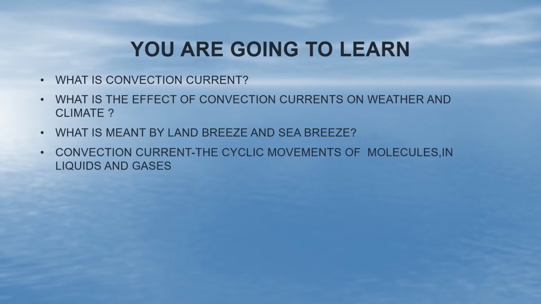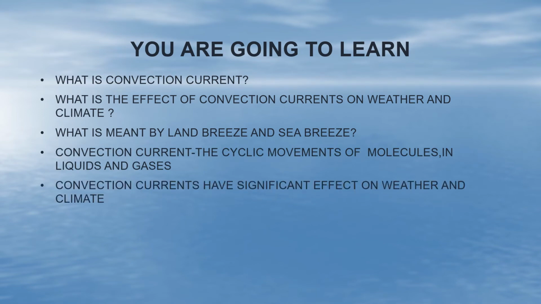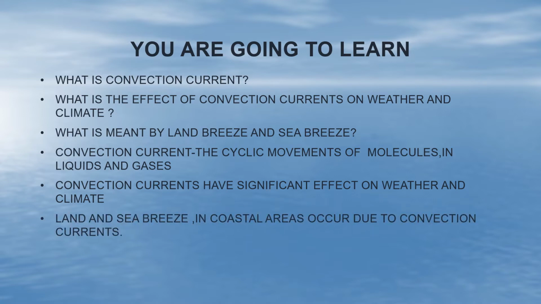What is convection current? Convection current is the cyclic movement of molecules in liquids and gases. Convection currents have significant effects on weather and climate. Land and sea breeze in coastal areas occur due to convection current.